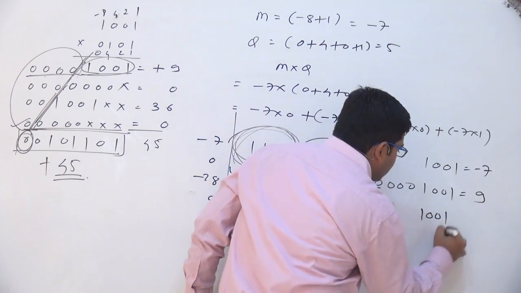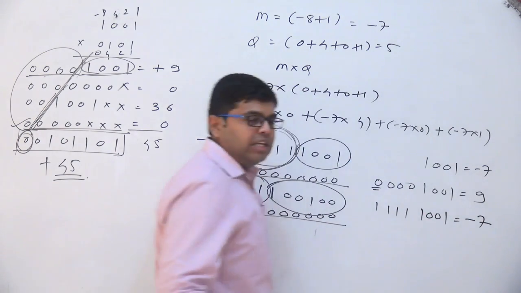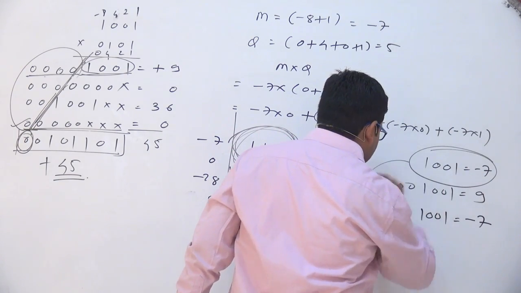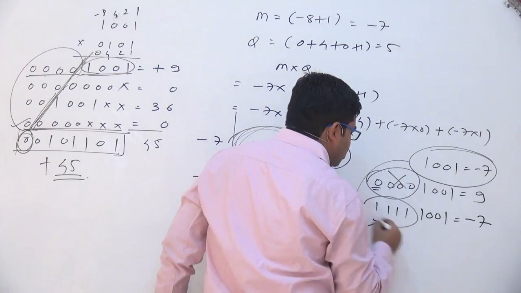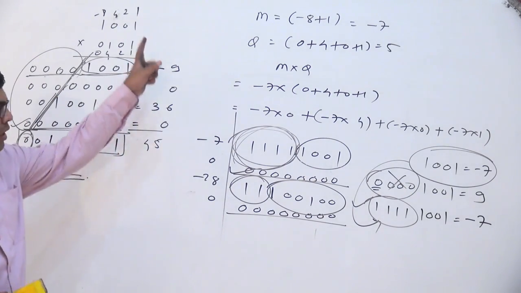But when you add 1111, the value still remains equal to minus 7. And therefore, if you want to convert 4-bit minus 7 into 8-bit minus 7, then you should not add zeros, you should instead add ones. And that is the important mistake that we are committing here.